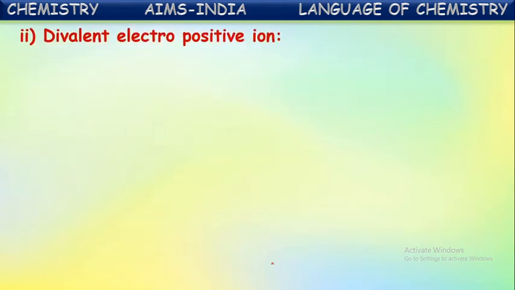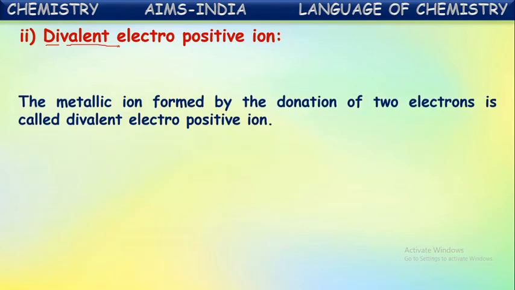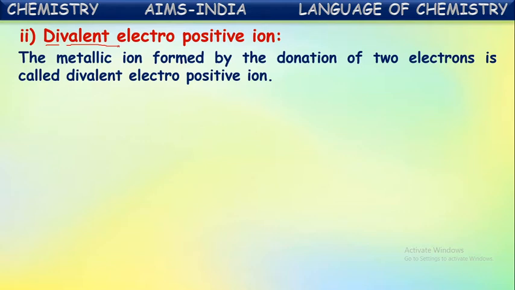Next, divalent electropositive ions. What does it mean here? In the name itself, it is there. Di means two. Divalent, two valency. So the definition will be: the ions formed by the donation of two electrons are called divalent electropositive ions. So the positive ions formed by the loss of two electrons are called divalent electropositive ions.